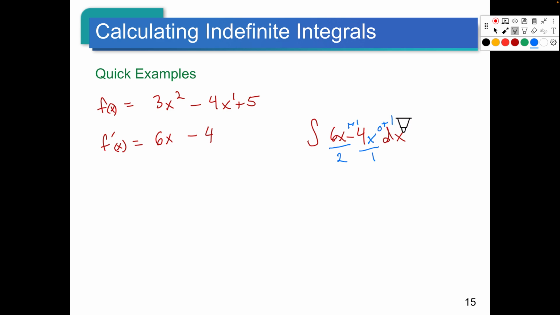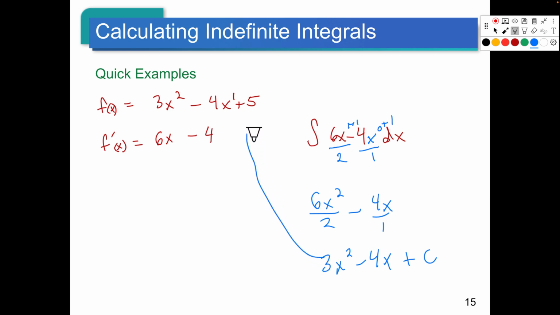So we're going to get 0 plus 1, so let's do all of this. So 6x, we're going to get 6x squared over 2 minus 4x to the first power over 1. And then we're going to simplify. 6 divided by 2 is 3. x squared minus 4x. Oh, plus a constant because we didn't get it. And then when we look back up here, isn't that what we started with?